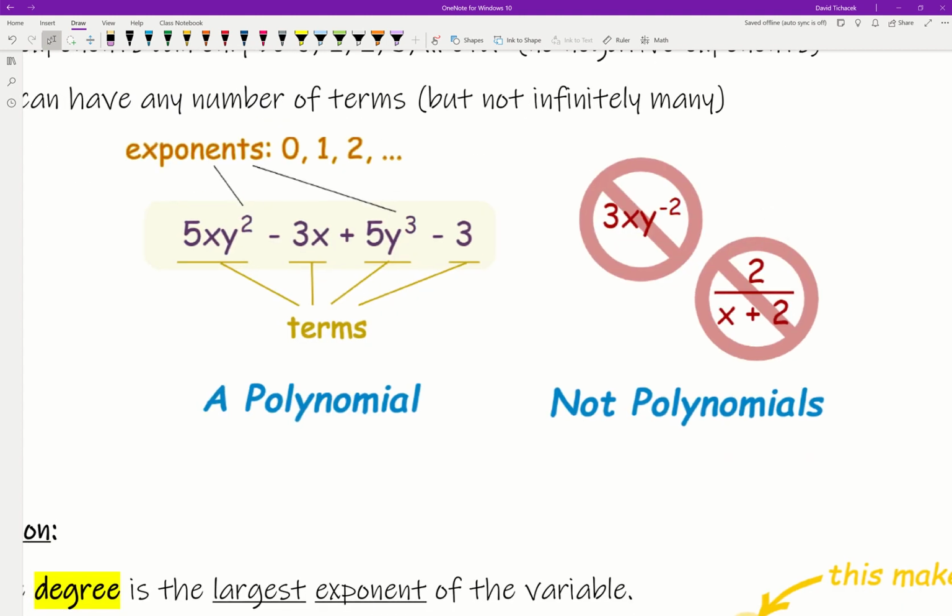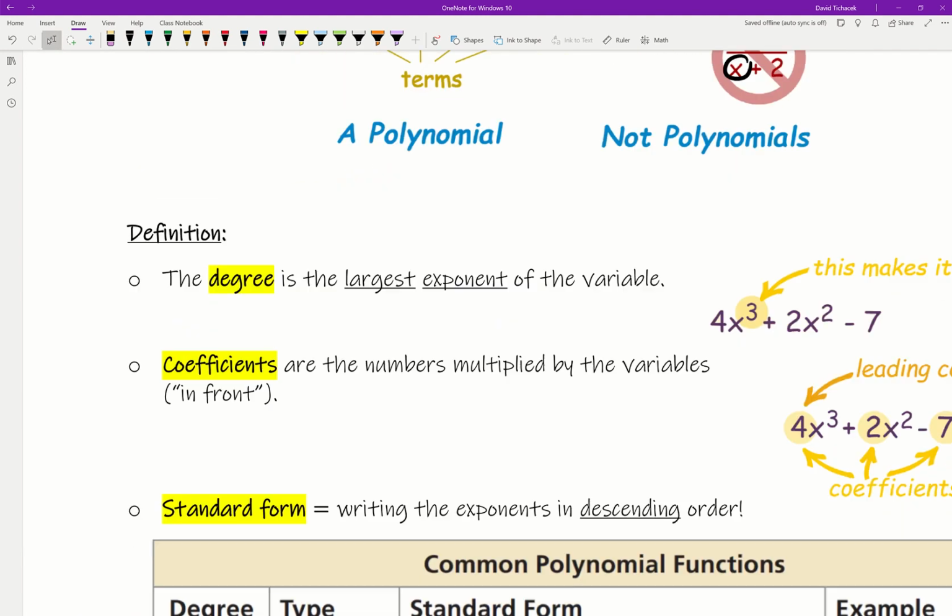So a really quick picture for what a polynomial looks like versus what a polynomial does not look like. Again, the reason that this over here on the right is not a polynomial is because it has a negative exponent. And then over here we are dividing by a variable, so that makes them not polynomials. But this would be an example of a polynomial right here, where you can see that it has variables, exponents, coefficients, and just basically different terms in your polynomial.